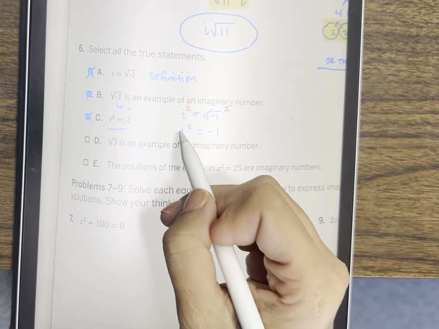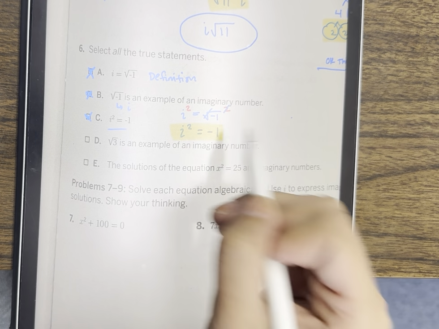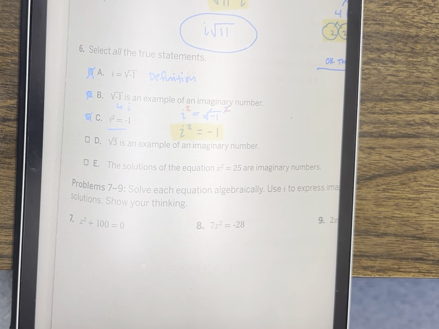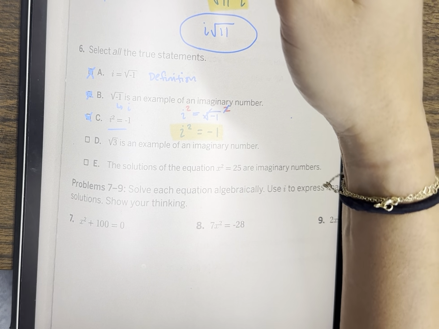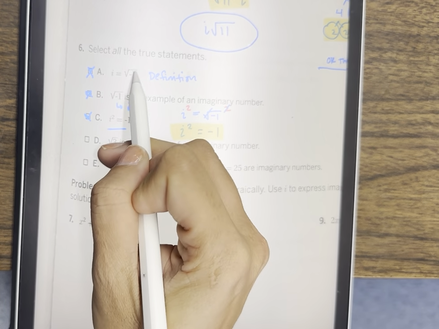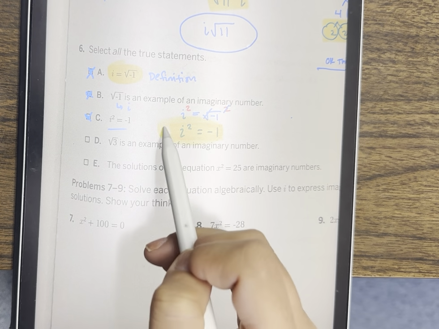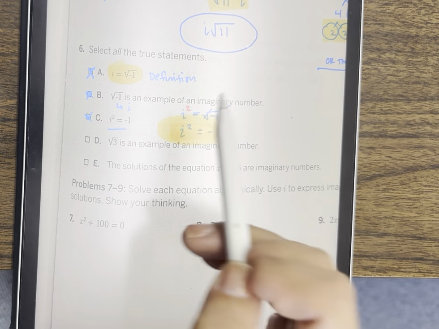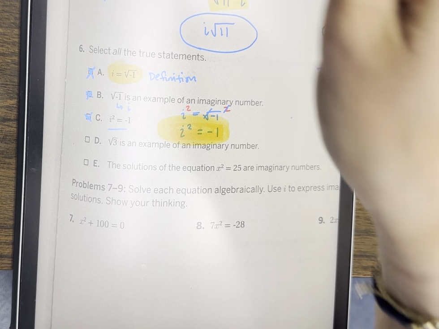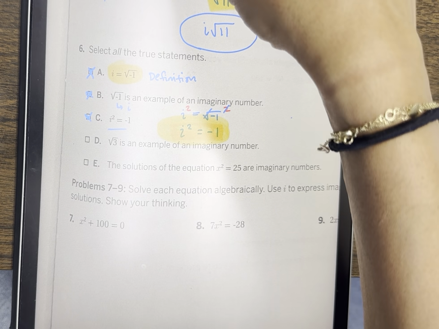This is an important thing that will come up when we're simplifying expressions. So make sure, just as well as you know that i is the square root of -1, know just as well that i squared is -1. All right? Those are like the imaginary number fundamentals.